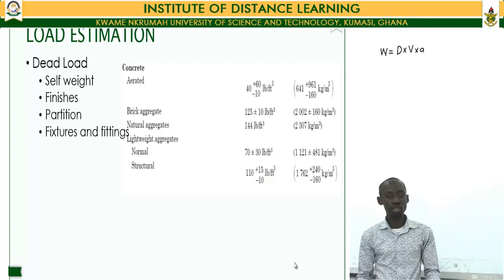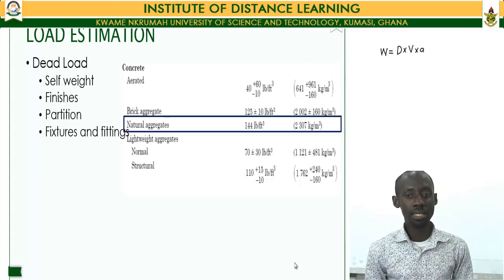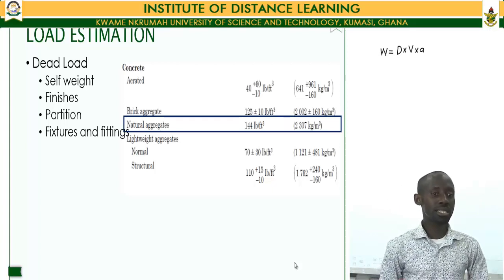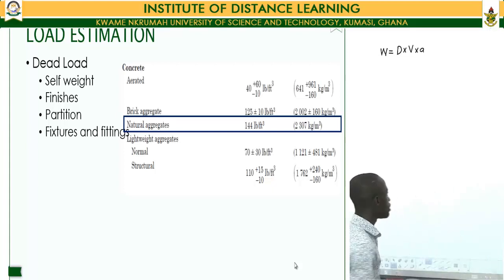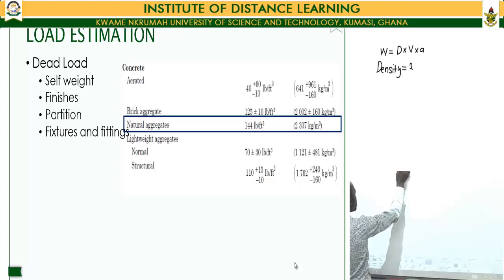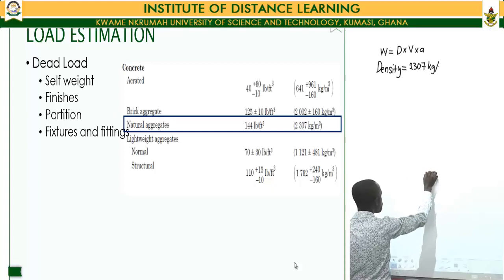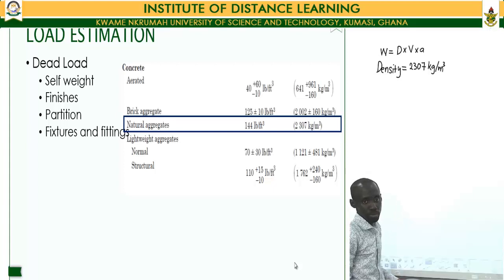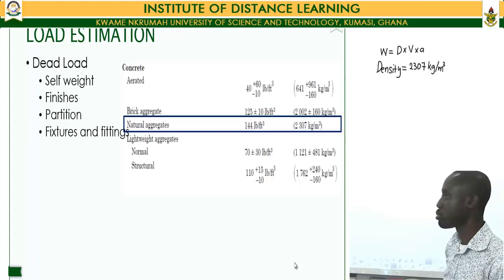Now, because in our situation, we normally make use of granite, which is a natural aggregate, we are going to rely on the density of the natural aggregate as our density that we are going to use to determine the self-weight of the floor slab or the self-weight of the panels that we are designing for. So then, per the provisions of the code or the BS 648, we've been told that our density is equal to 2,307 kilograms per meter cube. Our density has been given as 2,307 kilograms per meter cube.